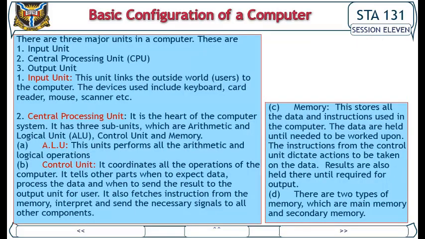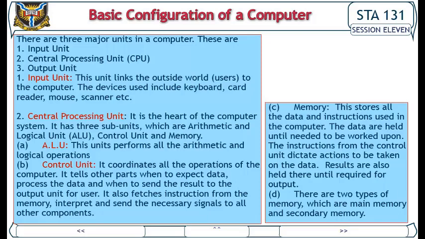Basic configuration of a computer. There are three major units in a computer. These are 1. Input unit, 2. Central processing unit CPU, 3. Output unit. 1. Input unit. This unit links the outside world, users, to the computer. The devices used include keyboard, card reader, mouse, scanner, etc.